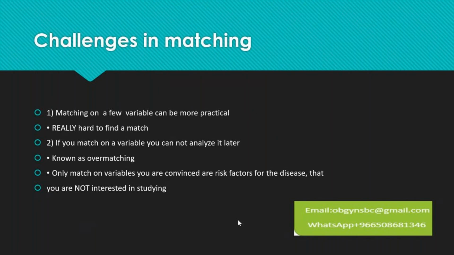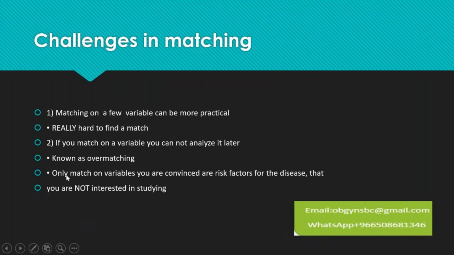As is obvious, there can be challenges in matching. The cases and the controls can be matched on a few variables, and that can be more practical. If you are trying to match the cases with the controls at multiple levels, the chance of error will also increase, and it is really hard to find a match. If you match on a variable, you cannot analyze it later. So sometimes this is known as overmatching.